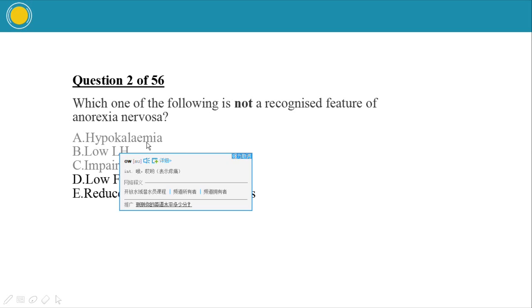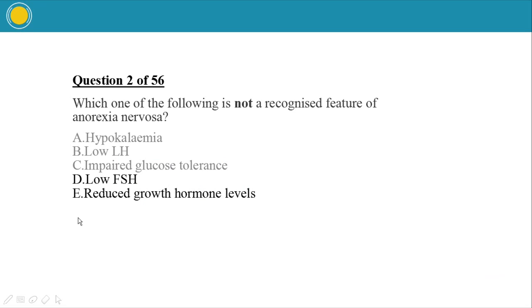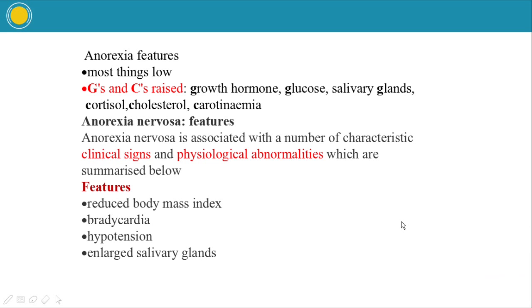A. Hypokalemia. B. Low LH. C. Impaired glucose intolerance. D. Low FSH. E. Reduced growth hormone levels.